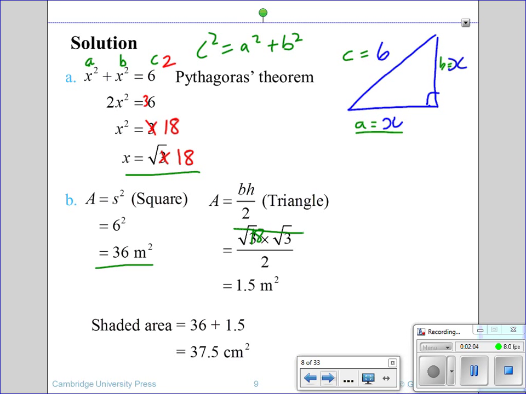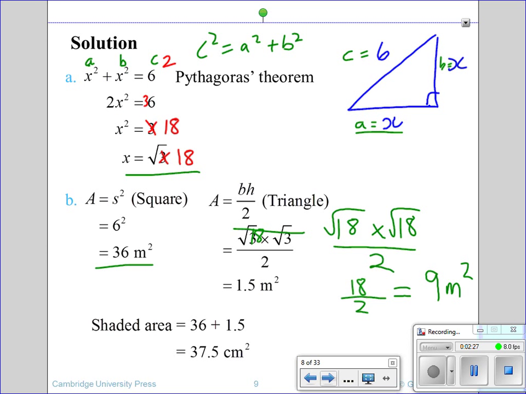Let's do this one again. So we've got square root of 18 times square root of 18, divided by 2. Now, here's a good part: two square roots exactly the same give us just that amount. 18 divided by 2 gives us 9 metres squared.